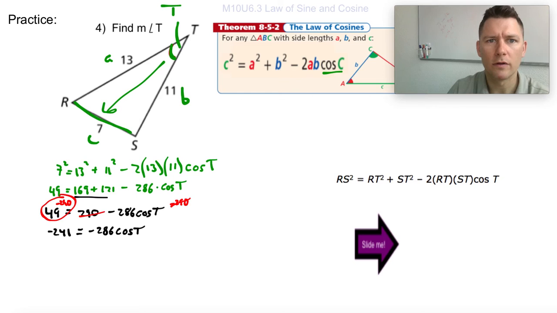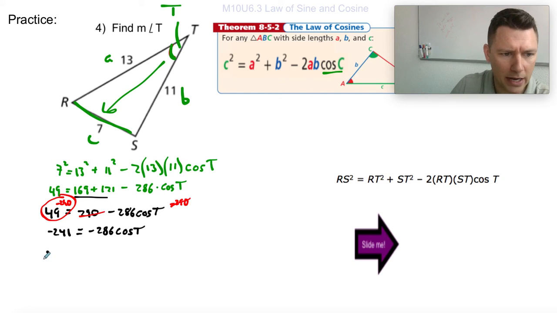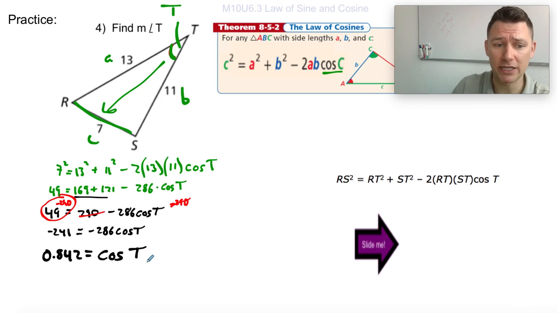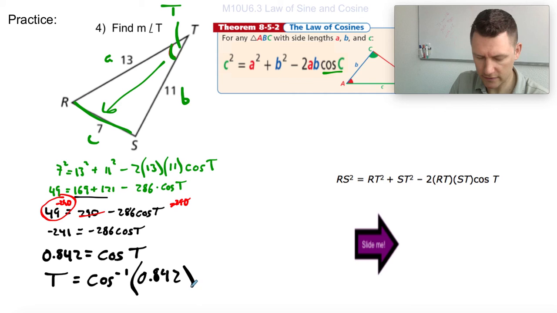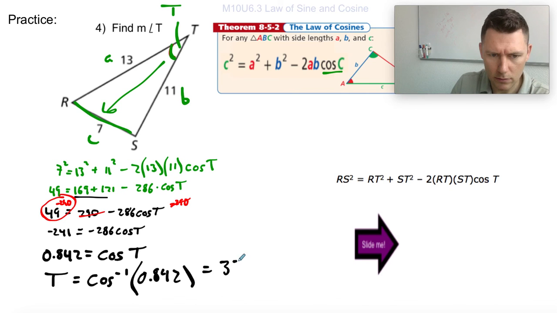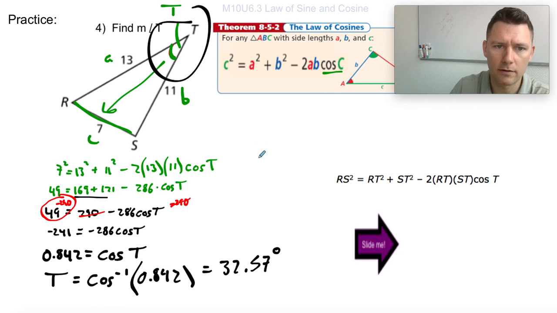And, oh, sort of strange looking. We get positive 0.842 equals cosine of T. Great, that's the funky decimal associated with the angle T. So now we have to take the inverse cosine. To find T itself, T is going to be the inverse cosine of that funky decimal, 0.842. And that's going to give us 32.57 degrees. And that's a reasonable angle for that, right?